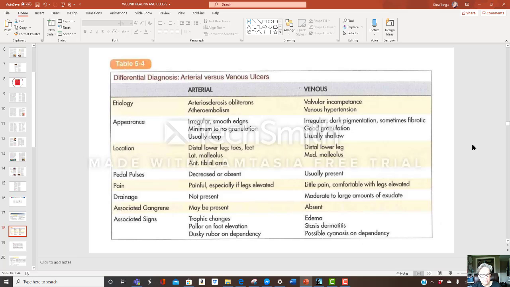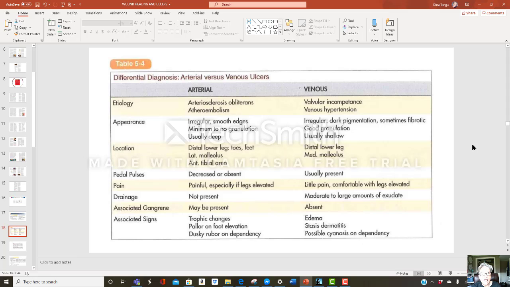Okay, pedal pulses in arterial are decreased or absent. In venous, it's usually present. So arterial absent or decreased. Venous is present. Pain, arterials are painful, especially if legs are elevated. So pedal pulses are absent and they are painful.